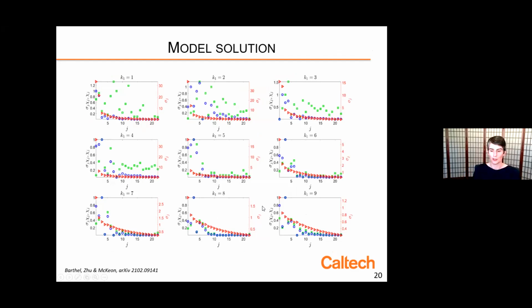So here's the solution. This looks probably terrible. There's a lot of information to convey here. For each of the wave numbers, this is the fundamental, and these are the harmonics of that fundamental. We're showing here in red the sigma j's.